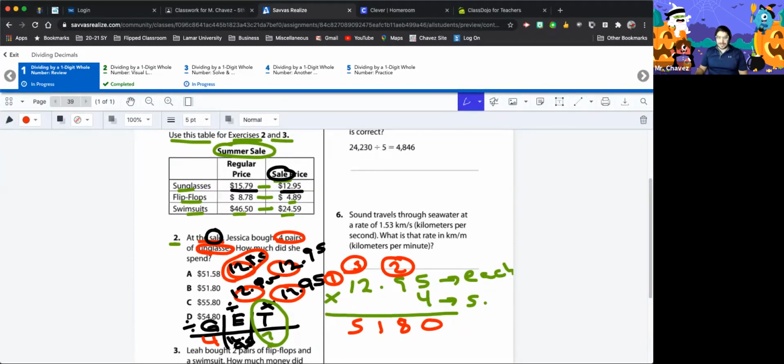Now it's time for the decimal. 1, 2. The 4 doesn't have a decimal, so I skip it. So I'm right here. I need to go 2 spaces to the front now. 1, 2. There's our answer. $51.80. So letter B. So Serena, Jaslyn, Bethel, LJ, Ryan, you guys got it right. And there we go. Super easy.